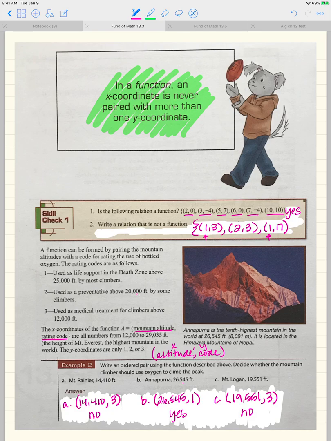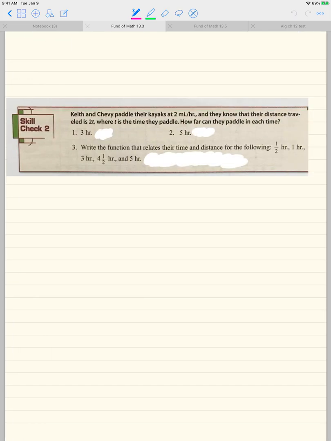And lastly, our last one, 19,551 feet, code 3, used for medical treatment. Nope, no one is going to use oxygen. Just your average climber climbing it is not going to use oxygen or need oxygen, okay?